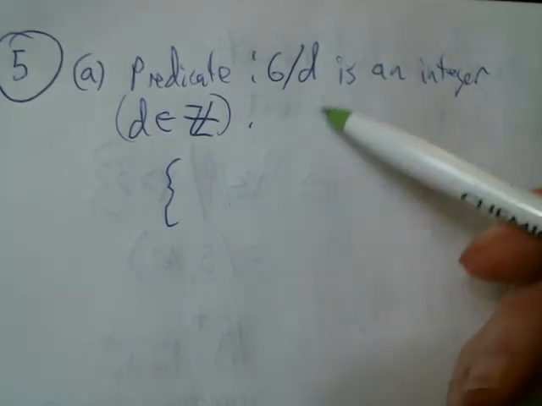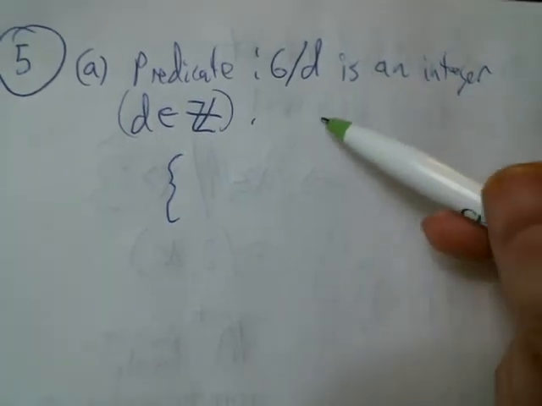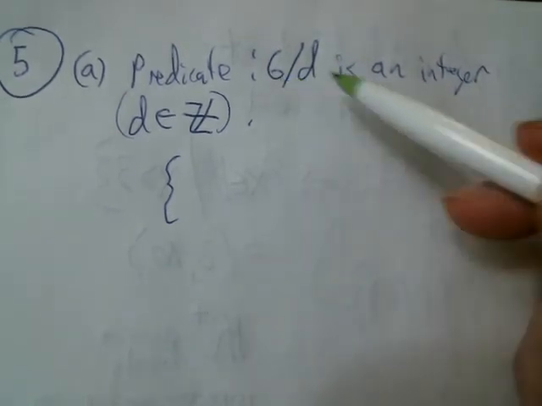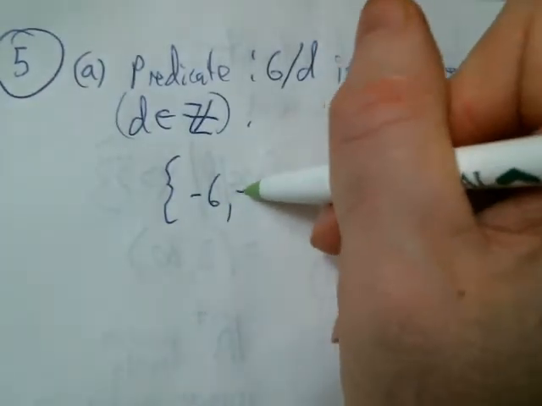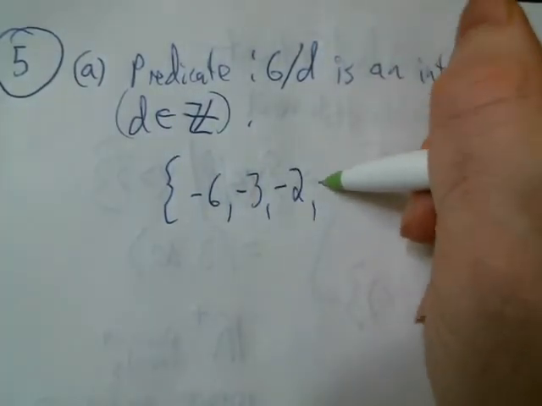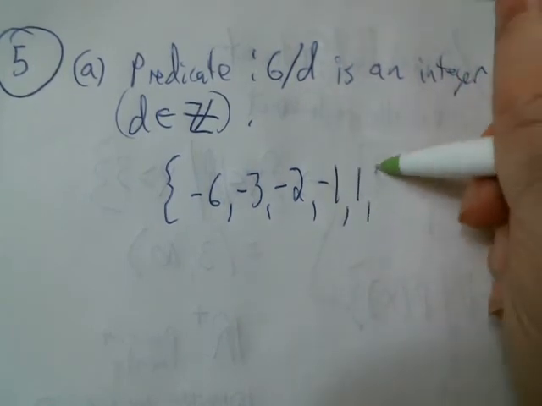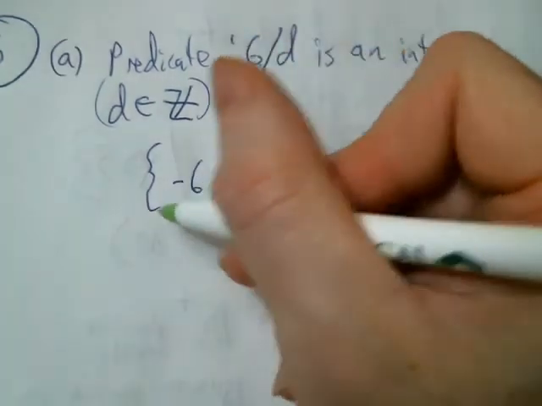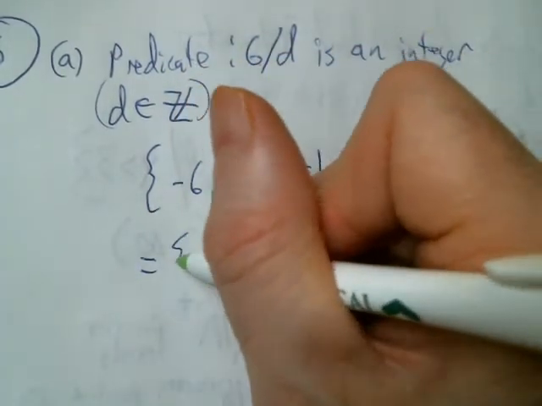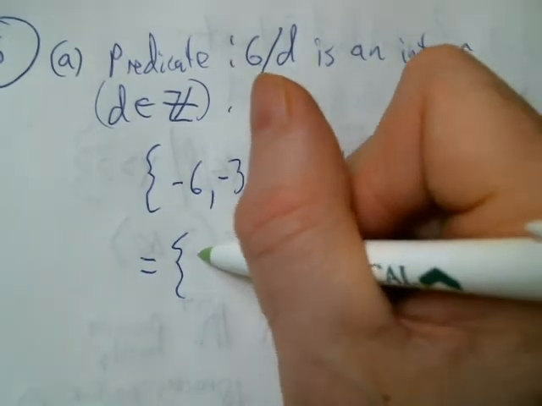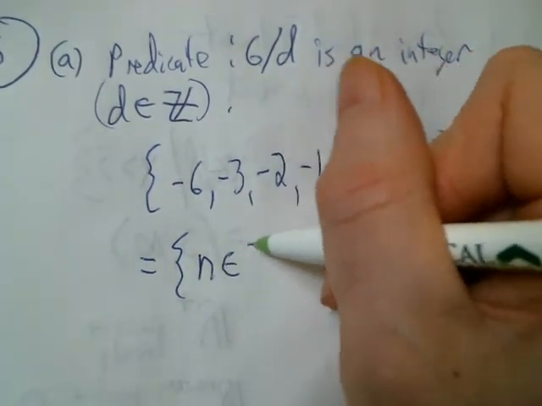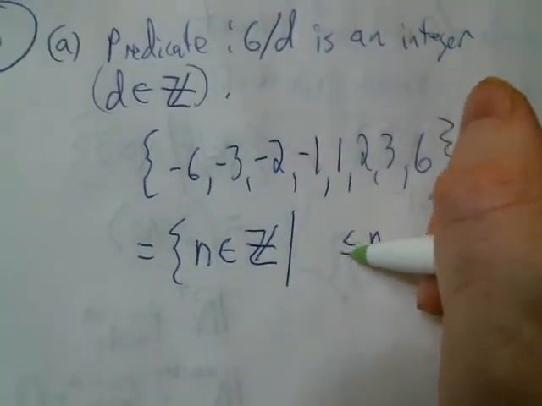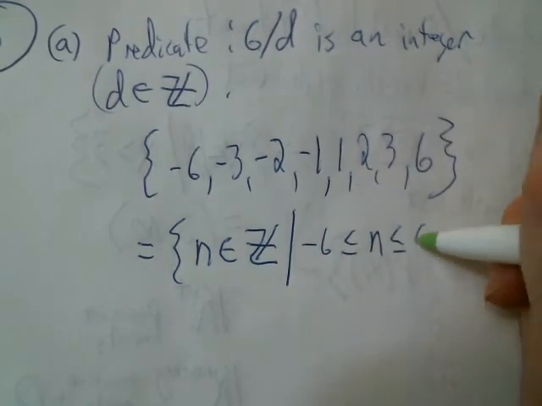And for this one, I think one way to do it is just brute force list out the elements of that set. So the numbers that divide evenly into 6, that would be -6, -3, -2, -1, 1, 2, 3, and then 6. Right. There's other ways you could probably write it out. You could probably write, if you wish, the set of all n in Z such that n is greater than or equal to -6, but then less than or equal to 6.